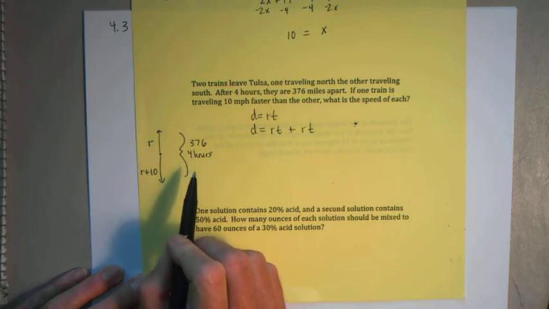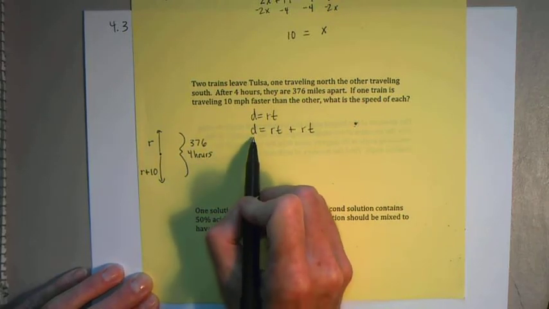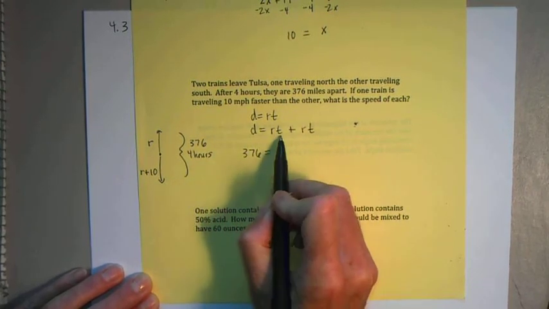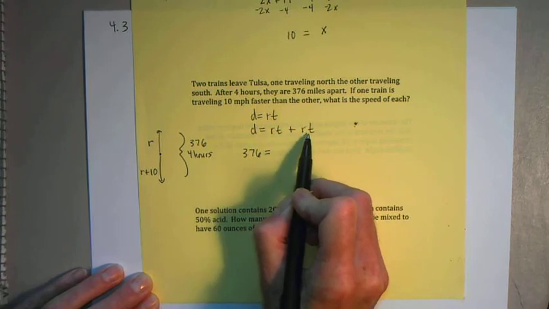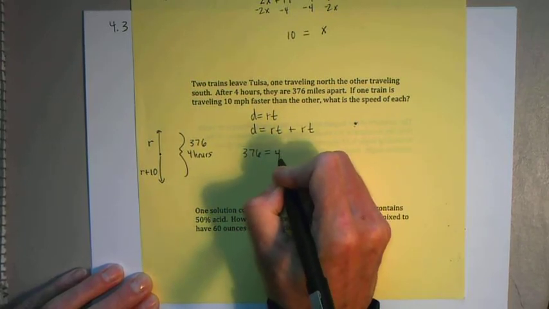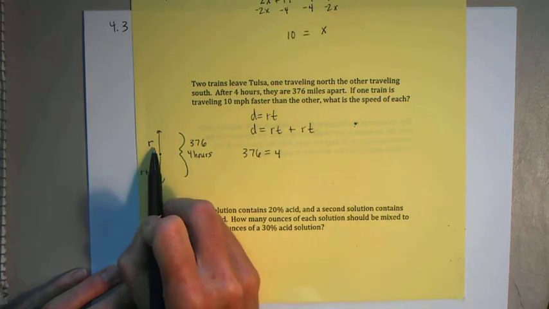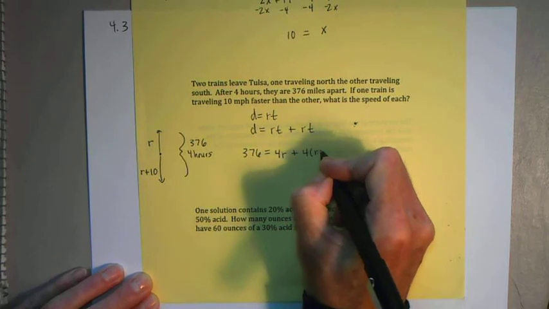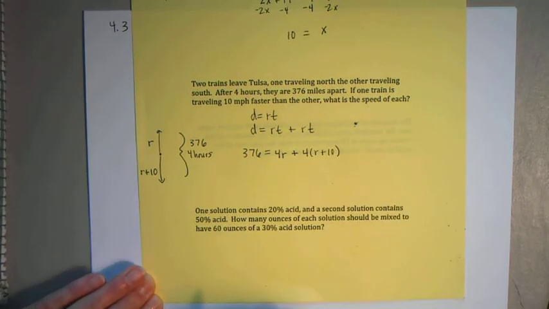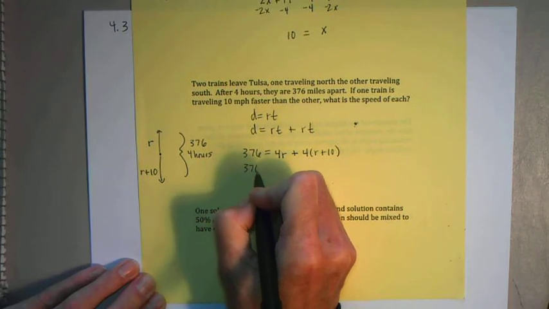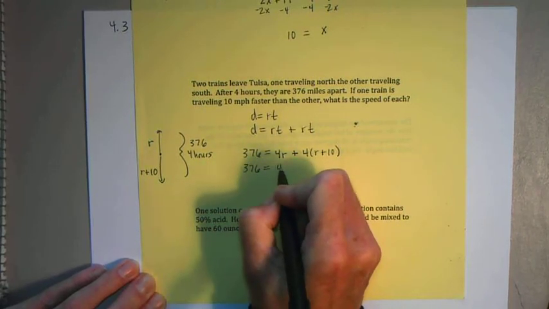So let's plug in what we know. We know our distance is 376 and we know our time is 4 hours. So I'm going to flip-flop rate and time. Don't let that confuse you. I'm going to write my time first. And then I'm going to times by the rate, which we don't know. And then the other rate is the rate plus 10. So that is my setup for this problem. And so now solving this, I'll go ahead again and distribute.